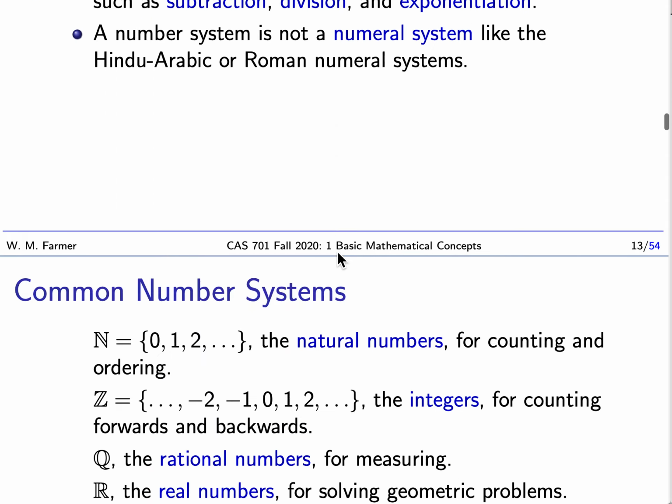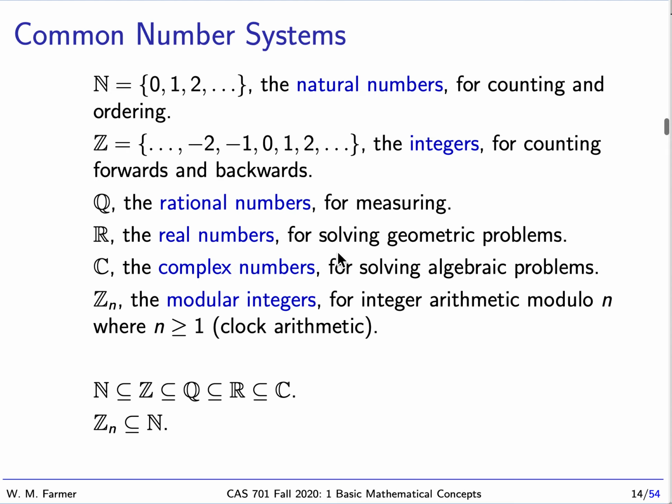So let's think about some common number systems. I'm sure almost all of you have heard of all of these. We have the natural numbers, which are 0, 1, 2, 3, 4, and so forth. This is a system for counting and ordering. It's probably worth pointing out, sometimes people do not include 0 as a natural number. Those are people who think we don't need 0 for counting. We start always counting with 1 and 2. We don't really need 0.